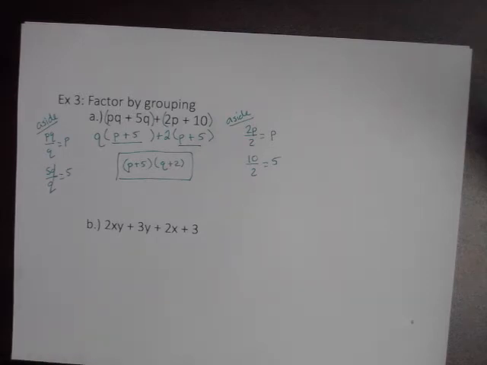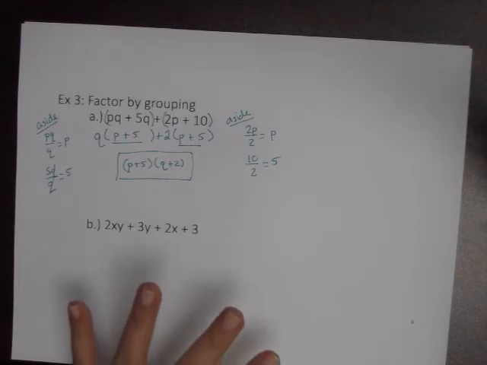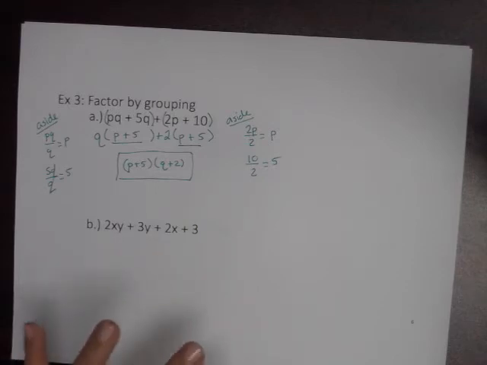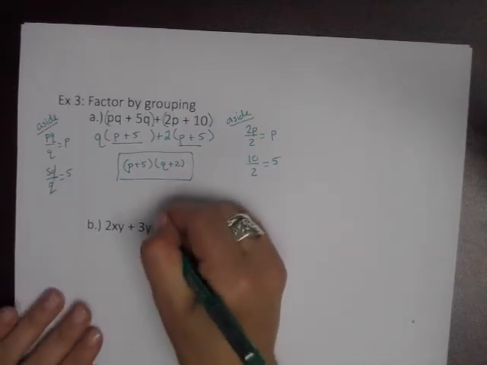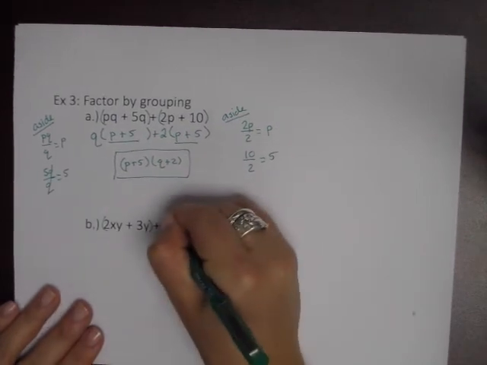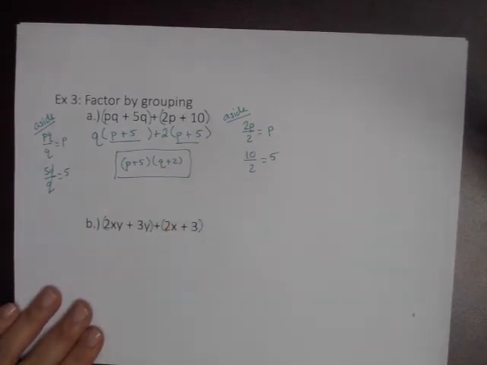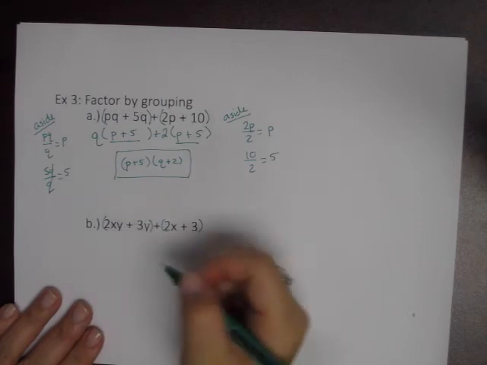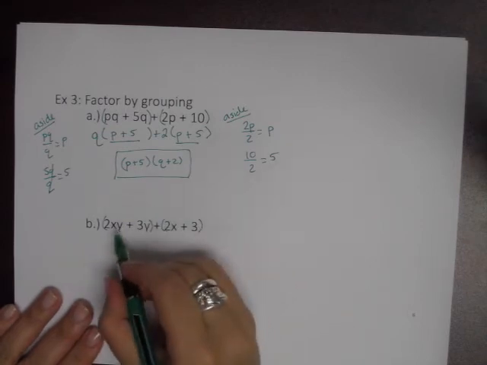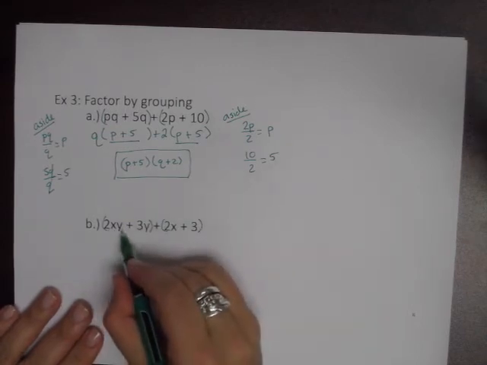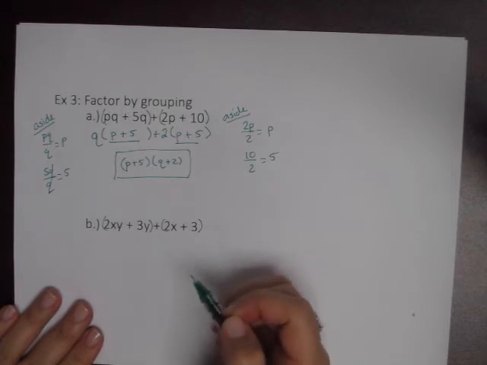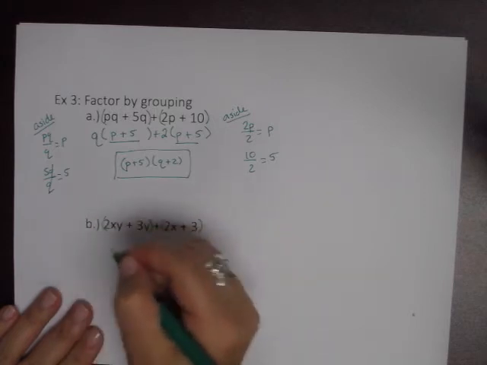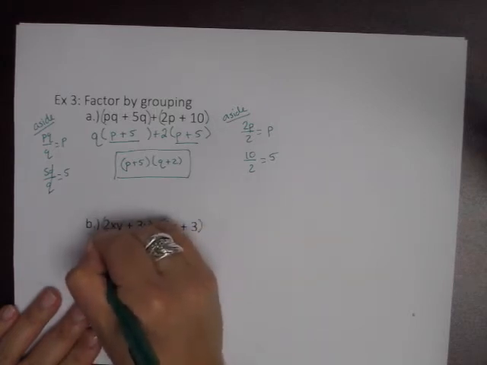Alright, so next one we have is 2xy plus 3y plus 2x plus 3. I see that I have four groups, or four terms, so my only option is factor by grouping. I group the first two, I group the second two, then I have to pull out the GCF. So I have 2xy plus 3y.